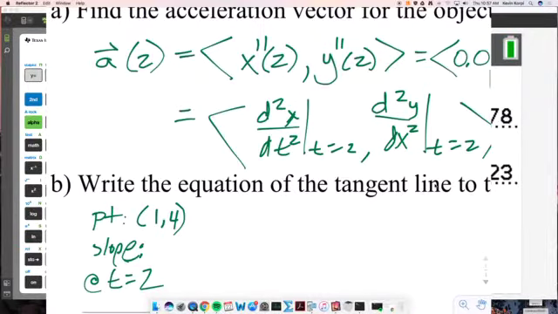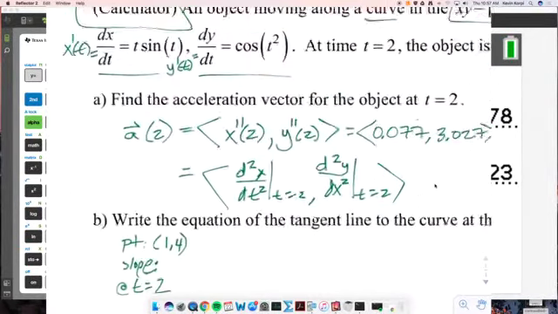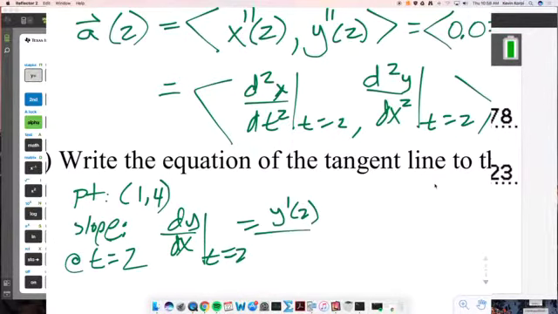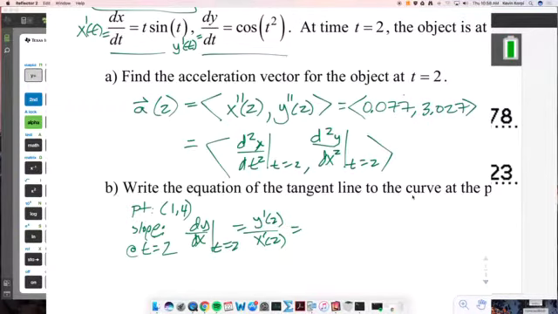Oh, yeah, we're finding slope. So we need the derivative at 2. So here's what I'm going to show. This is going to be dy/dx at t equals 2, which is just y prime of 2 over x prime of 2. Is that right? And they gave us x prime and y prime.